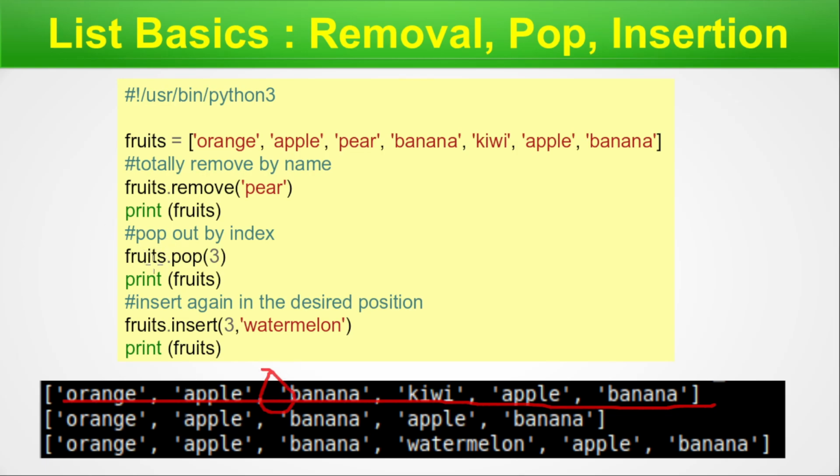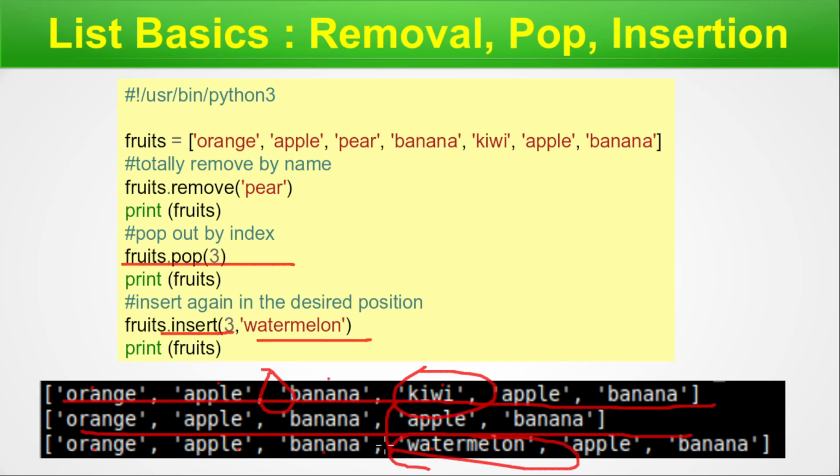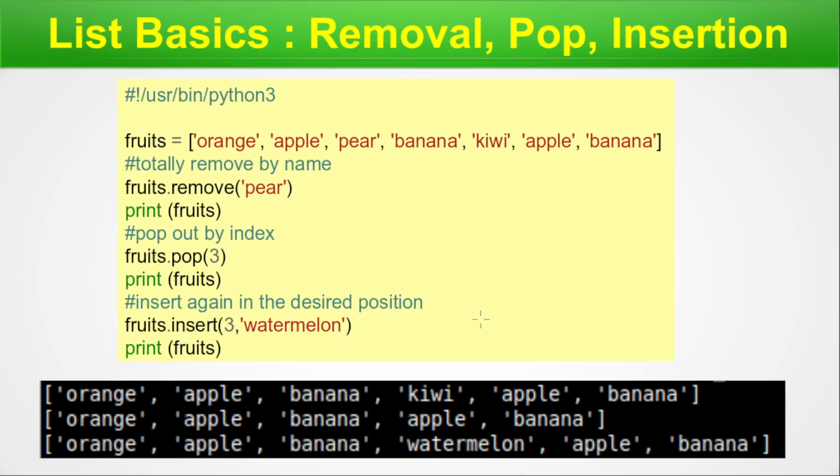Next one is the pop 3 operation. That means pop of the third one: 0, 1, 2, 3. So kiwi vanishes. You can see the kiwi has vanished here. And here you can see the insert at the third position is watermelon: 0, 1, 2, 3. So at the third position, watermelon comes in the place of the kiwi. Earlier kiwi was here and now it is replaced by watermelon. What we have done is first popped out, then inserted. So this way we have done the operations. We're done here with the examples, explanations and the code execution. Now let us move on to the next slide.